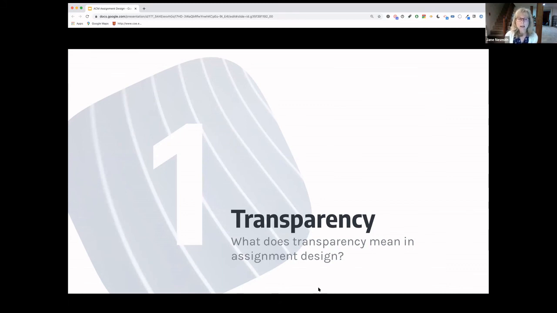Now, Tilt Higher Education is a national development and research project that uses current research on how people learn to improve learning and teaching for college students and faculty. The name TILT is kind of whimsical, but it actually stands for Transparency in Learning and Teaching. So for us, the first principle for assignment design, whether online, hybrid, or face-to-face, is transparency. Next slide, please.